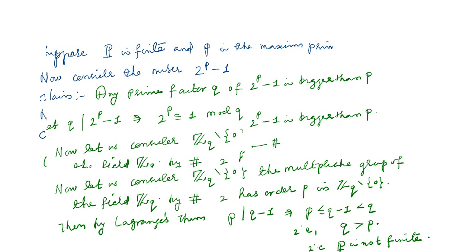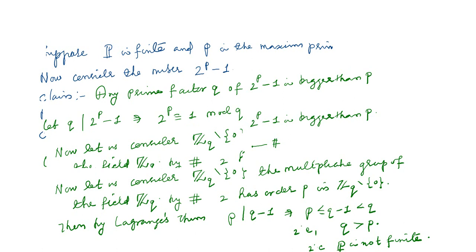If you prove that, what is the problem? You have already said p is the maximum prime, and you are getting something bigger out of that. So that proves the infinitude of primes. Let's see how it happens. Let q divide 2^p - 1. That implies 2^p is congruent to 1 modulo q.